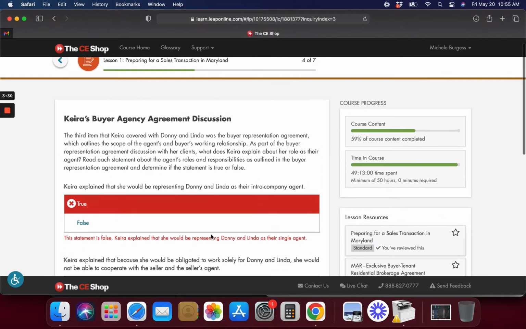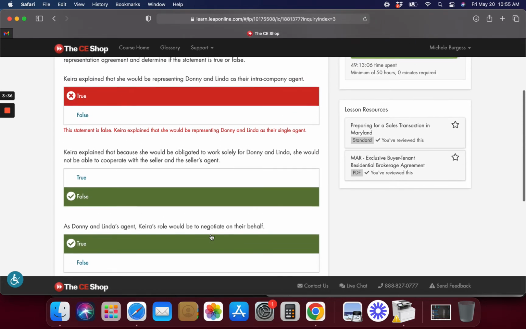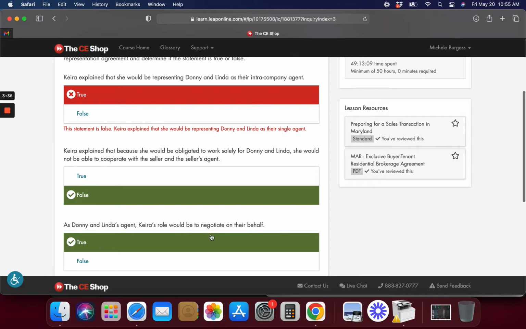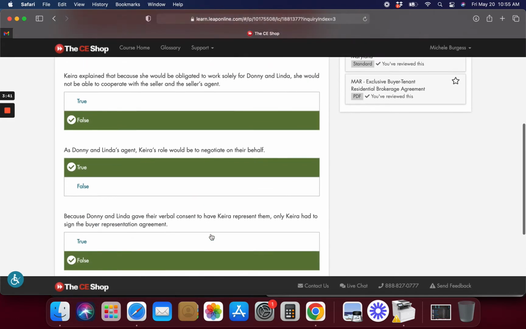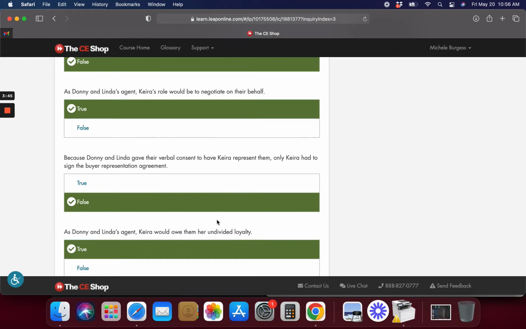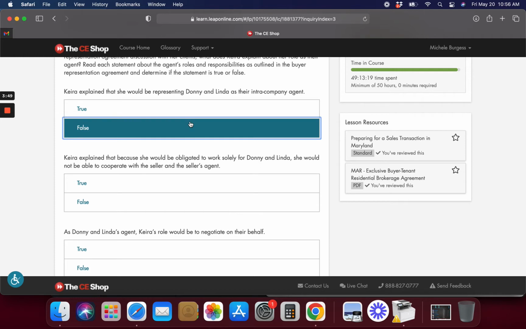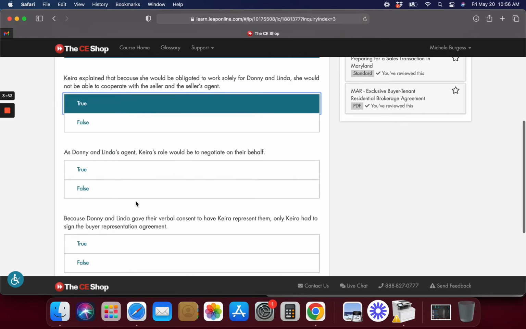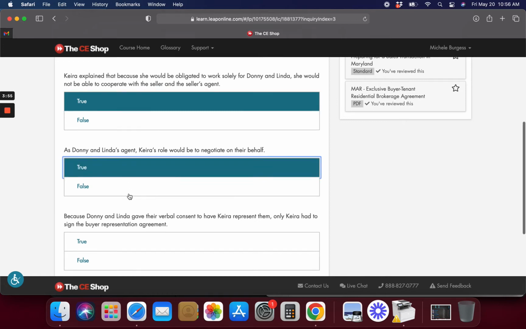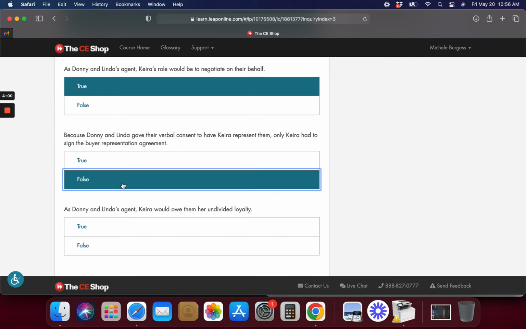The first one is wrong. Okay, that one I wasn't sure about. So she is going to be representing them as a single agent, not an intra-company agent. So there's only one true, and that's to negotiate on their behalf. Okay, false. She would be a single agent. You need to be able to cooperate. They would negotiate. This one I think was false.